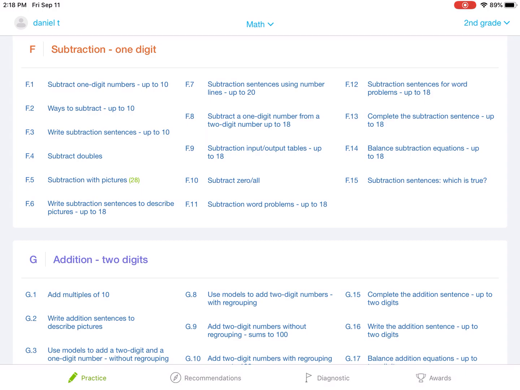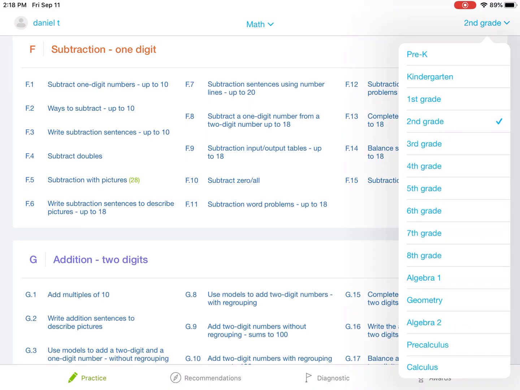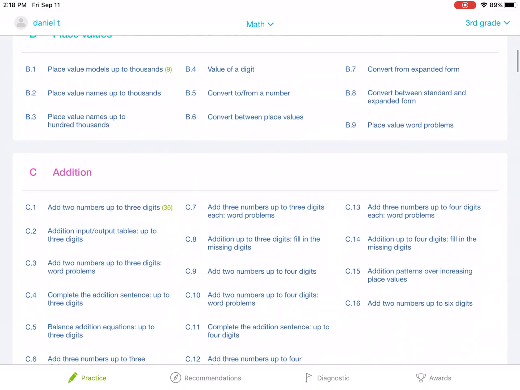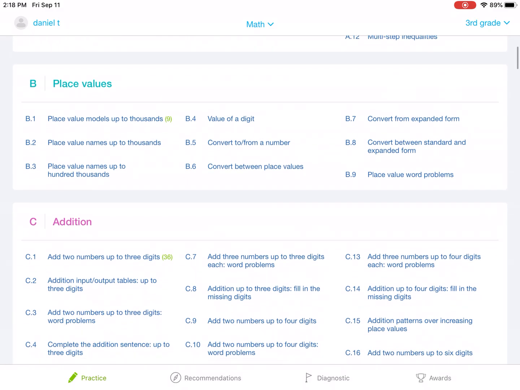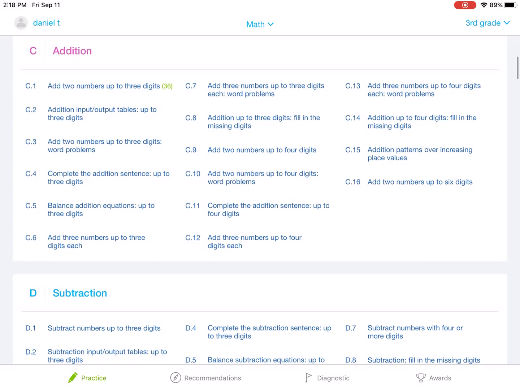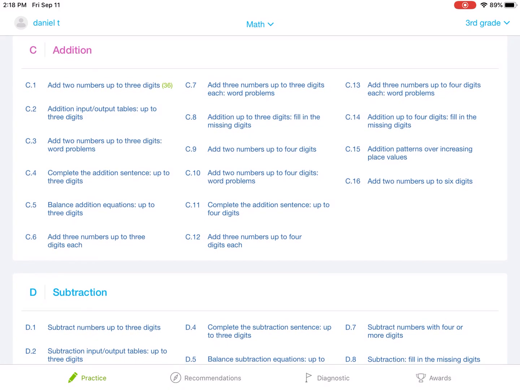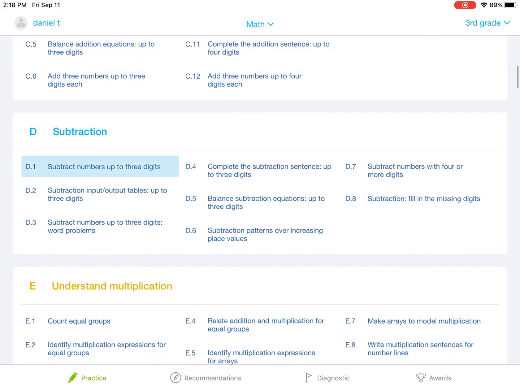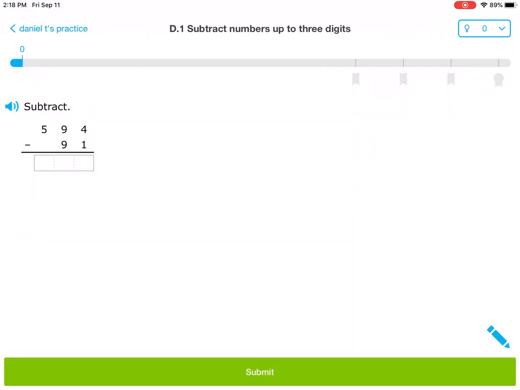But I do want to introduce you to what subtraction looks like for third grade work. So now I'm switching to third grade. And last week you did place values, and you did some work in addition. And we will be finishing out all of these. So we started with C1. You can work out and go through C16. But now let's look at subtraction, and we're going to start with 3-digit numbers.